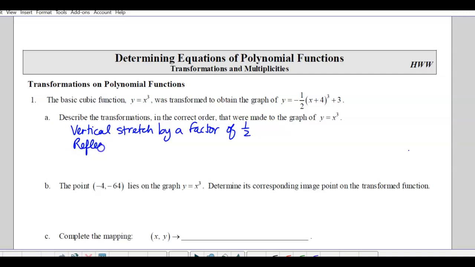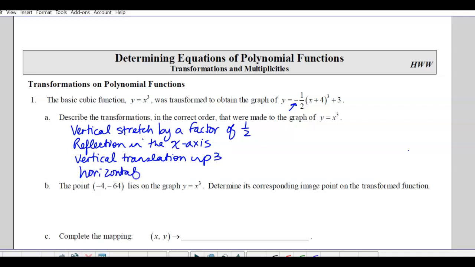So reflection in the x-axis. Remember, that's changing the sign of y. So that's in the x-axis. And then it doesn't matter which translation you put first. Vertical translation up 3. Horizontal translation left 4, right? Opposite of what you would normally think.